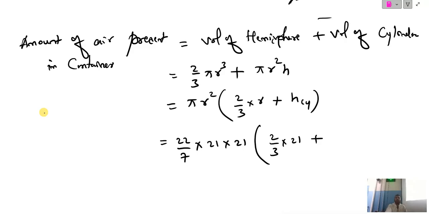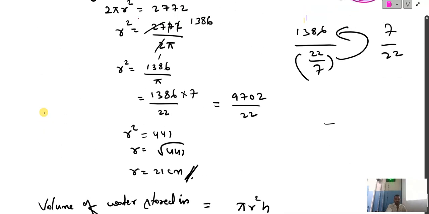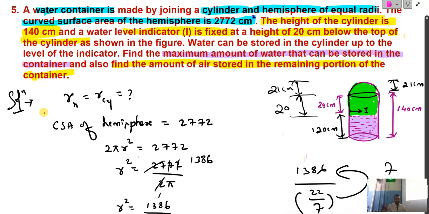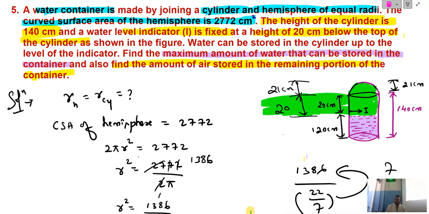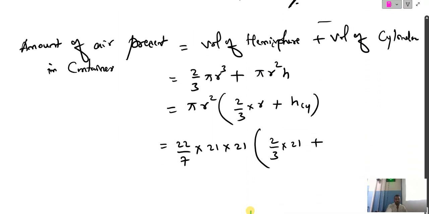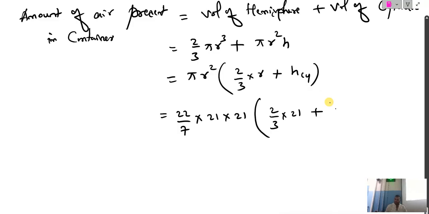Height of cylinder is 20, not 120. Height of the cylinder, only this much we should take, no? Understood? This much amount of air is filled. So height of the cylinder is 20. Followed? So height of cylinder is 20.